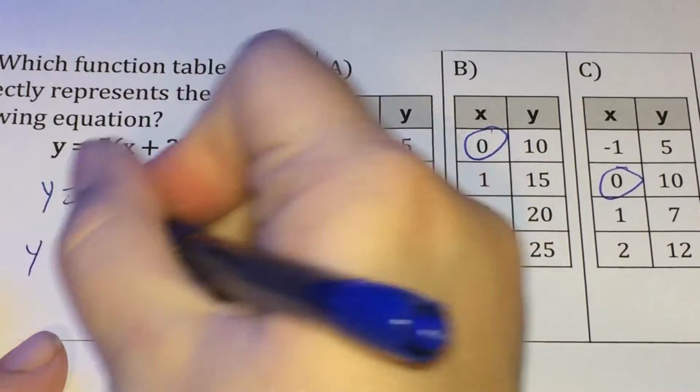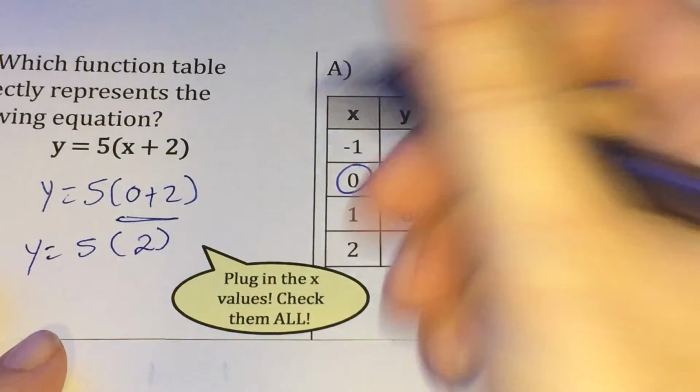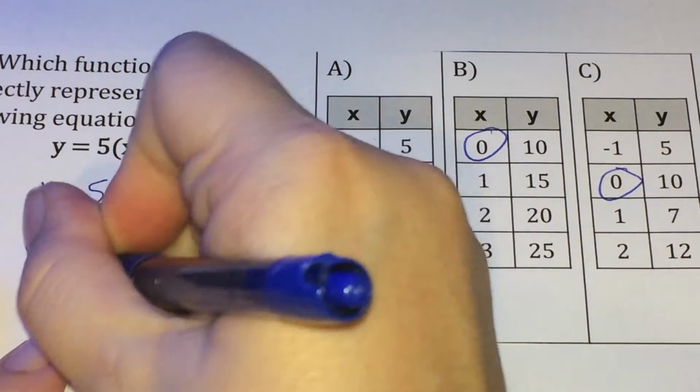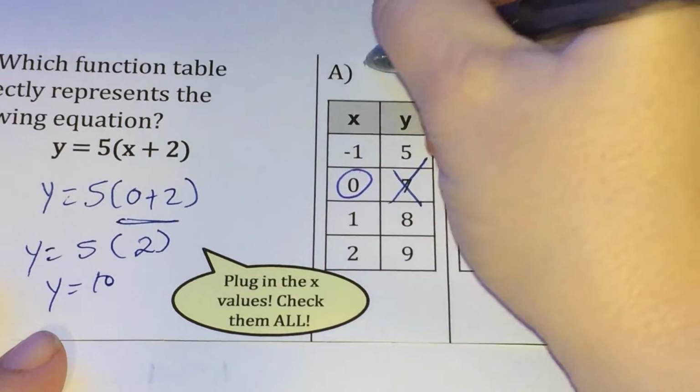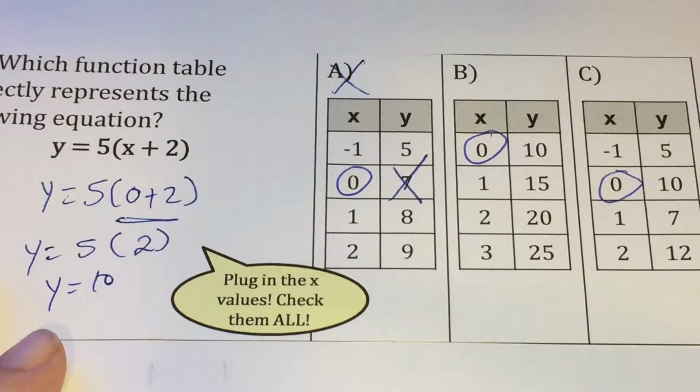And I'm going to rewrite this. Y equals 5 times 2. 5 times 2 is 10. So when I plug in 0, I get 10. I do not get 7. A is not the correct answer.